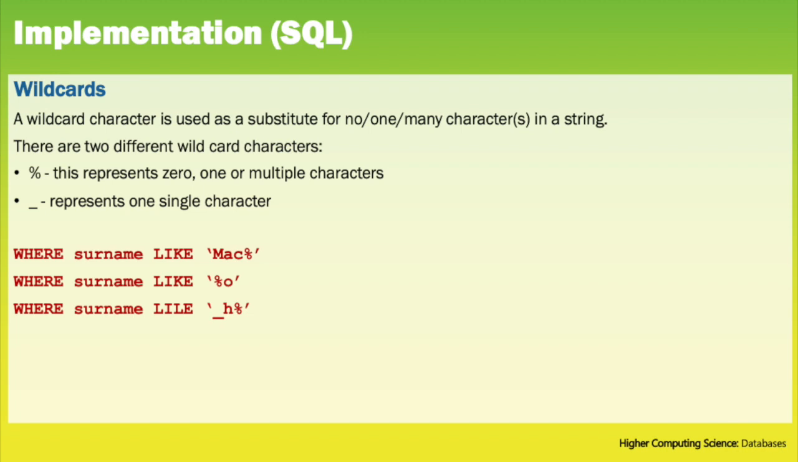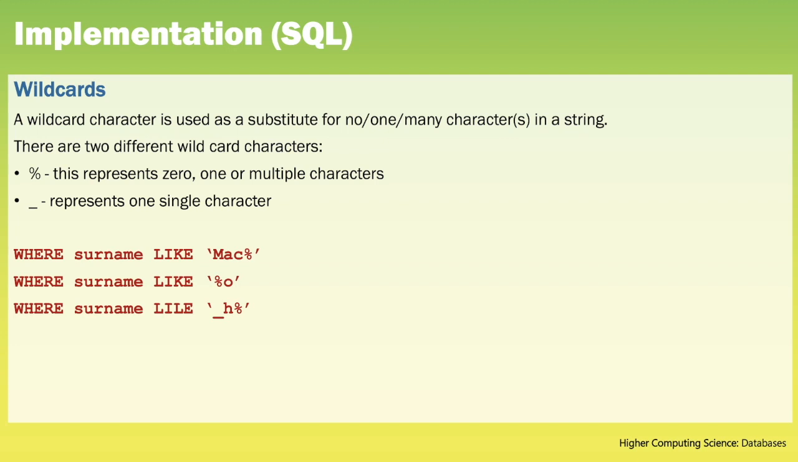Let's now look at implementation. The majority of the implementation at Higher is relating to SQL. Starting with wildcards. A wildcard character is used as a substitute for no, one, or many characters in a string. There are two different wildcard characters. The percentage sign represents 0, 1, or multiple characters, and the underscore represents one single character.